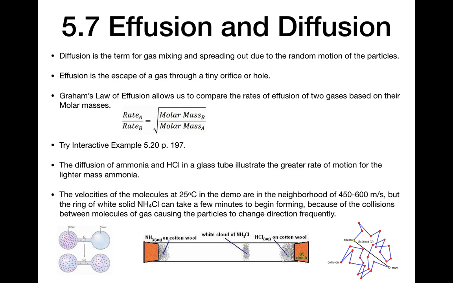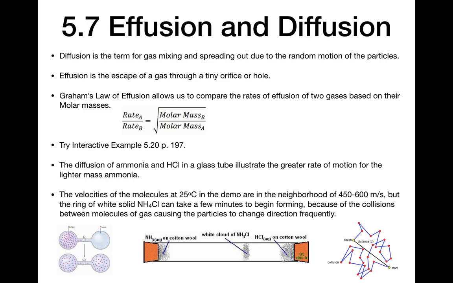When we talk about the movement of gases, we can talk about two things that gases do. One is that gases diffuse or mix or spread out, and that's just due to the random motion of the particles of the gas. Another one is that if you have a tiny hole, like a hole in a tire, like a lawnmower tire or a car tire, the gas escapes through that tiny hole through a process called effusion.